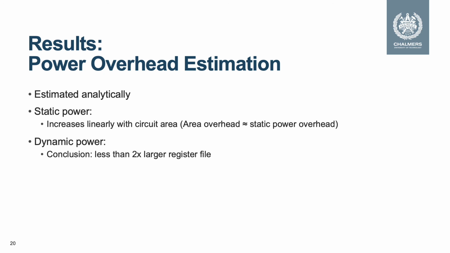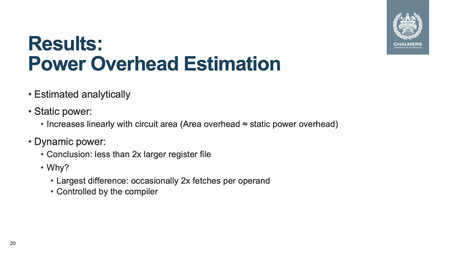This comparison is interesting because in some cases, we increase the number of threads by 2x, which would require a twice as large register file. The main reason for this conclusion is that the largest difference as compared to the baseline is that we occasionally do 2x fetches per operand. How often this happens is controlled by the compiler, since there is a trade-off between packing operands tightly and placing them in only one physical register.